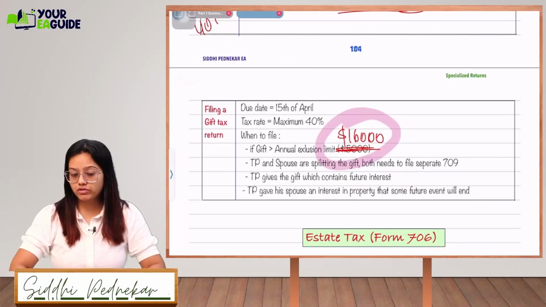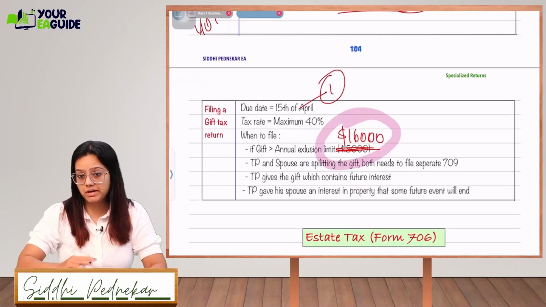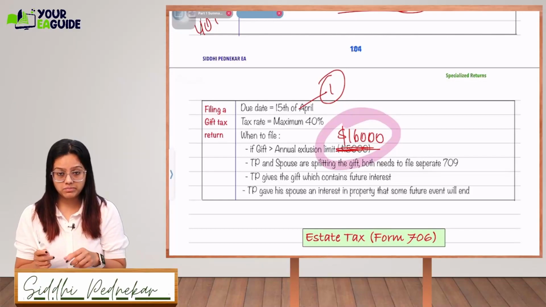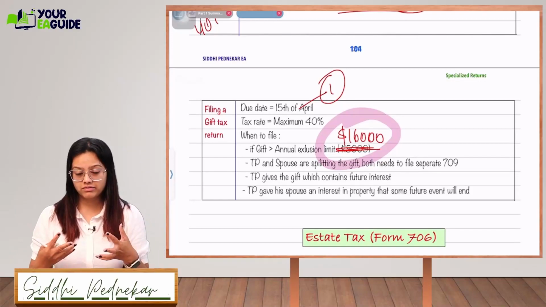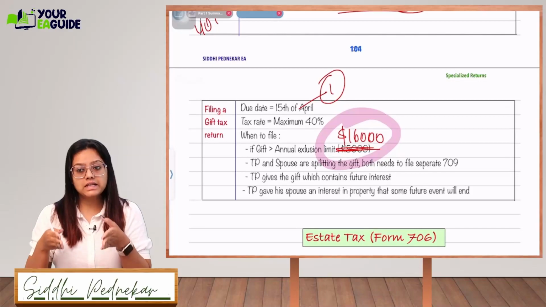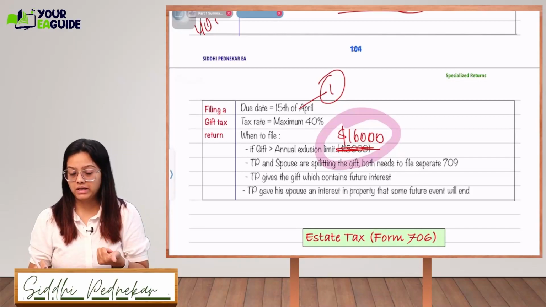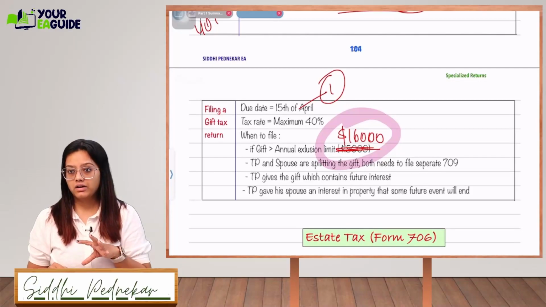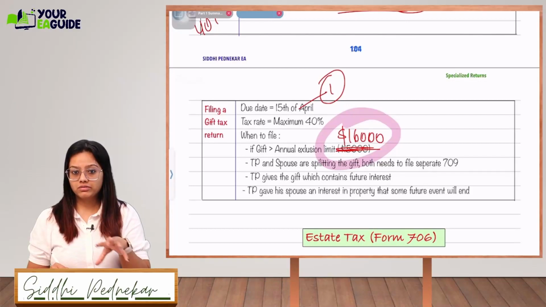On what date do you have to file? There will be one theoretical question. As I mentioned, in the second half of your exam, the second 50 questions, there will be these small one-liner questions which you will easily be able to answer. That 15th April is the due date. The lifetime exclusion limit is 12.06. These one-liner questions will be there in a few of the papers.